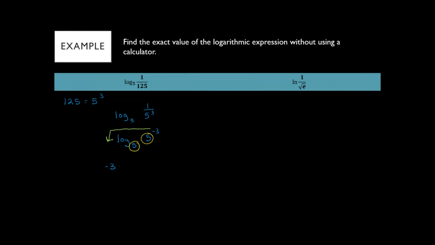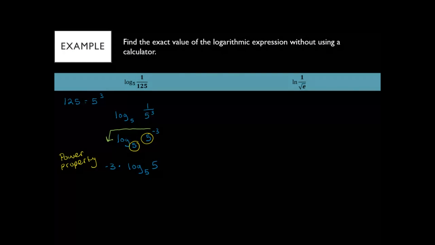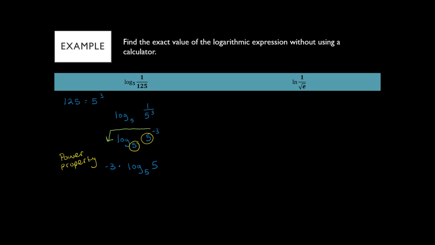So I can put that negative 3 in front, and that's multiplied by the log base 5 of 5. I used the power property in order to do that. The exponent could go down in front. Now, the log base 5 of 5, those cancel out and you're left with 1. This is a way we use in math to indicate that: we cross it out and then draw an arrow to what that's equal to. So this would be equal to -3 times 1, or just -3.